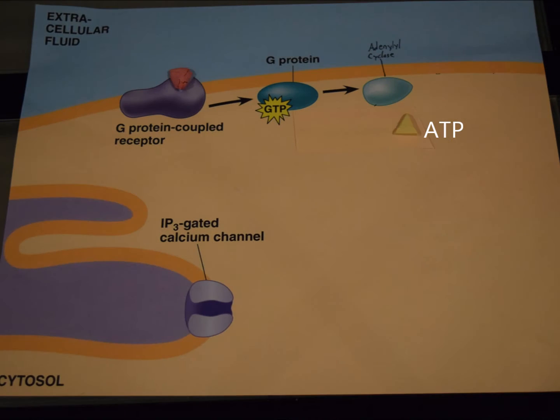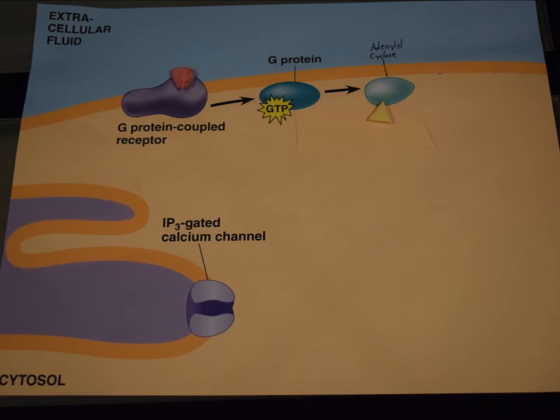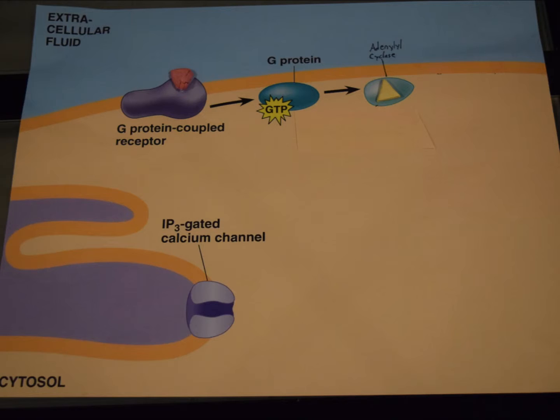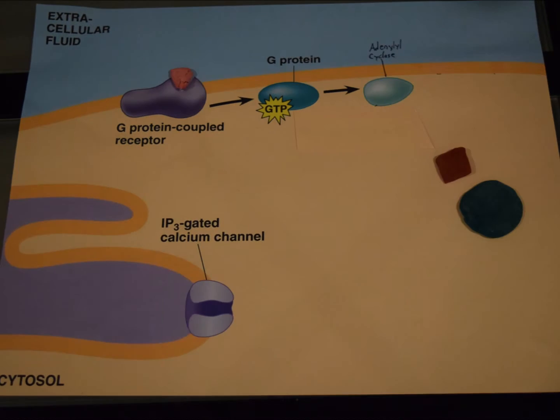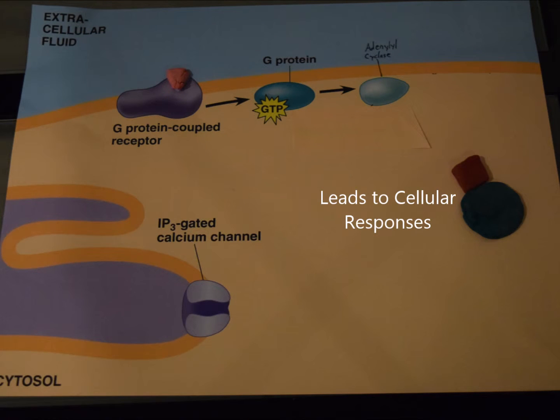The first messenger activates a G protein-coupled receptor, which activates a specific G protein. In turn, the G protein activates adenylyl cyclase, which catalyzes the conversion of ATP to cAMP. The cAMP then acts as a second messenger and activates another protein, leading to cellular response.